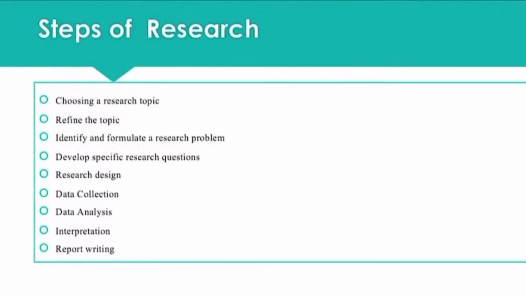Steps of research. First, it starts with choosing a broad area or a discipline. So this can be something that we are interested in or some area that demands our immediate attention. From the broad discipline, we need to narrow down and focus on a specific topic. Once the topic is identified, we need to identify a particular research problem and develop research questions around that problem.